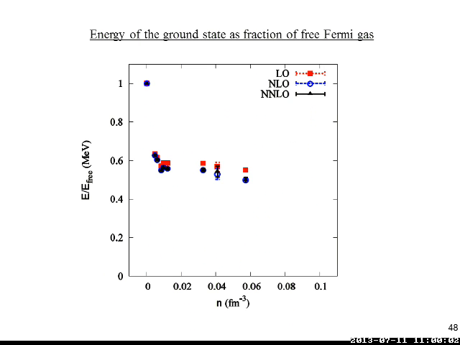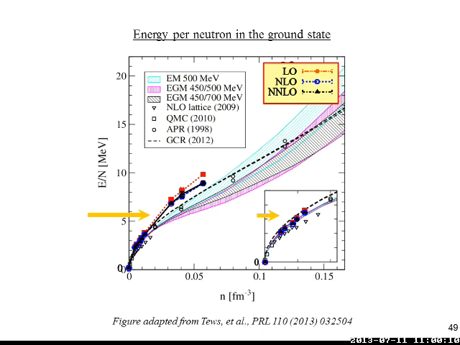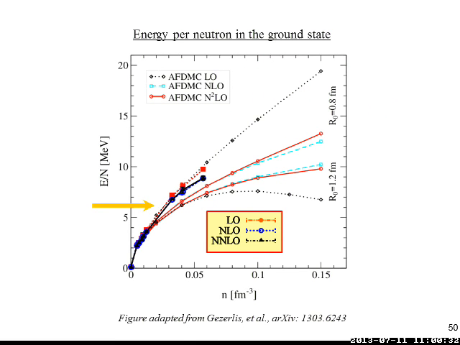The squares are leading order, circles are next leading order, and next to next leading order are the triangles. You can see this in a more transparent plot. It's the same density here. And now here is the energy per particle. Our results at next to next leading order are these triangles here. And for comparison, you can see some of the calculations done by Akim and Kai. You can also see it compared with the auxiliary field diffusion Monte Carlo calculations that some of the guys here did.